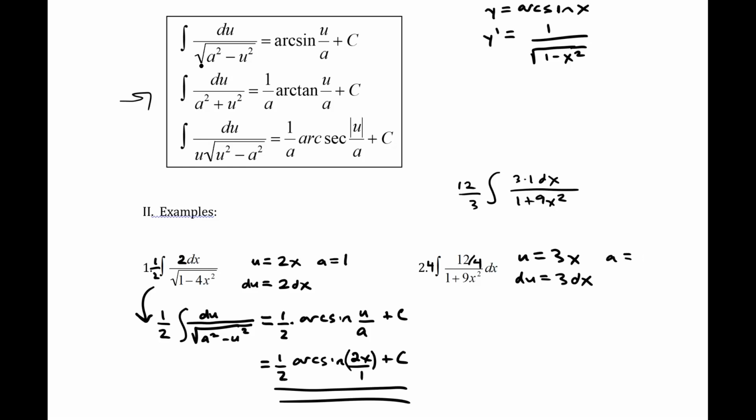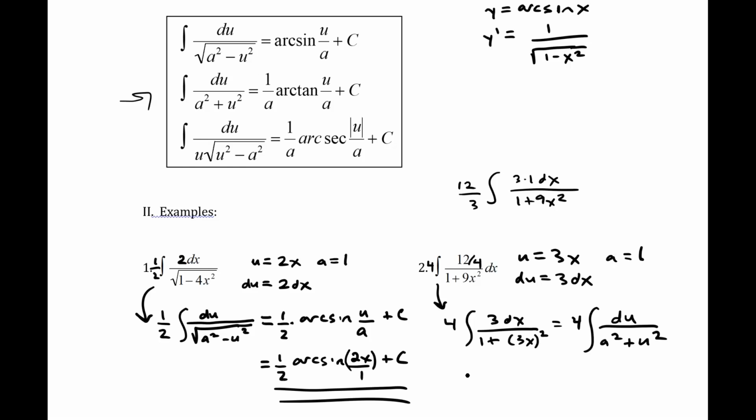And again, it looks like we're lining up with the second equation here, so a squared would be 1, making a equal to 1. So this now gets converted into 4 times the integral of 3dx all over 1 plus 3x squared. And this is in the form 4 times the definite integral of du all over a squared plus u squared.